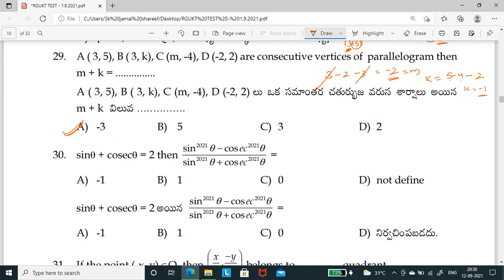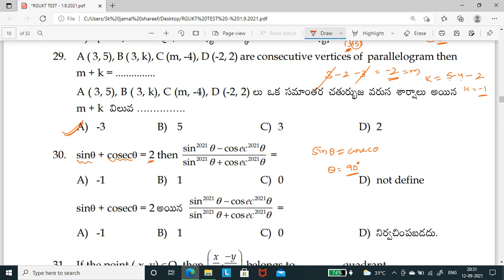Next, sin theta plus cosecant theta is equal to 2. Since sin and cosecant are reciprocal to each other, right? When two reciprocal terms are given and their sum is equal to 2, we can simply say that sin theta is equal to cosecant theta. Sin theta is equal to cosecant theta. Okay, so it is possible when theta is equal to 90 degrees. Right?